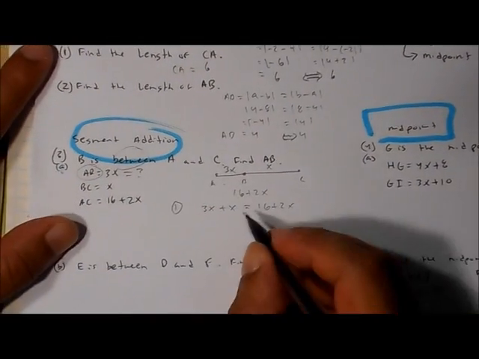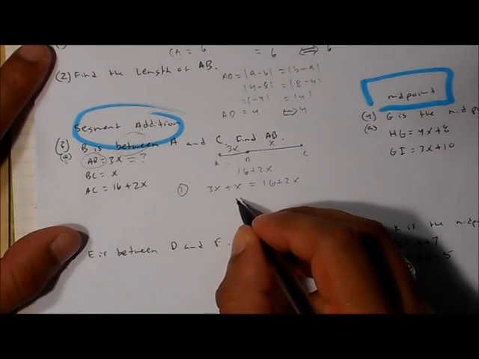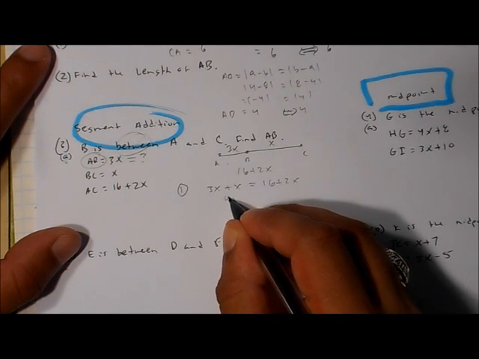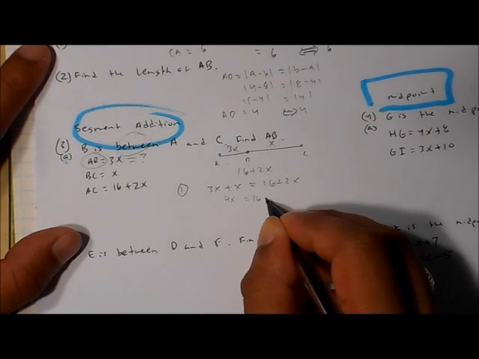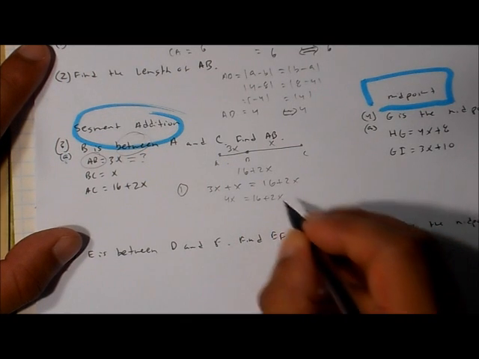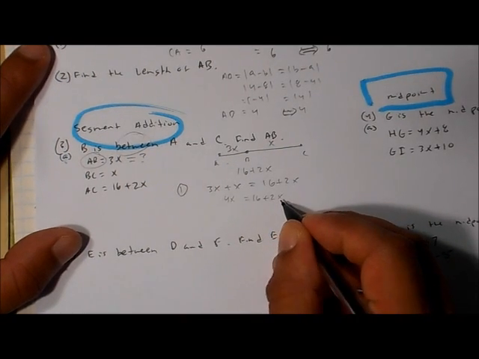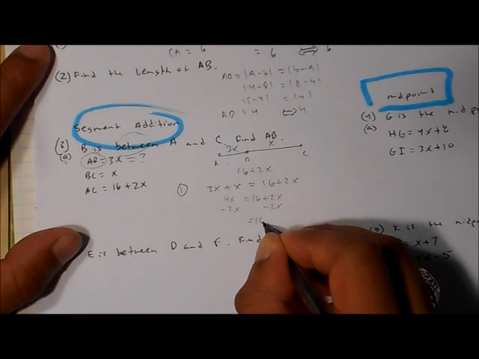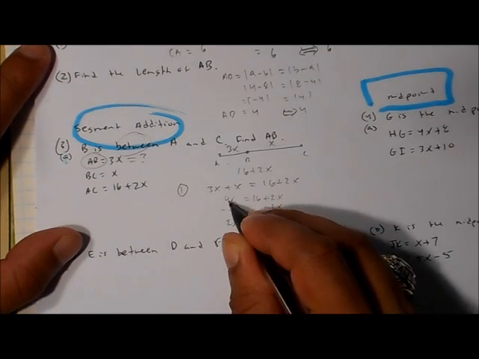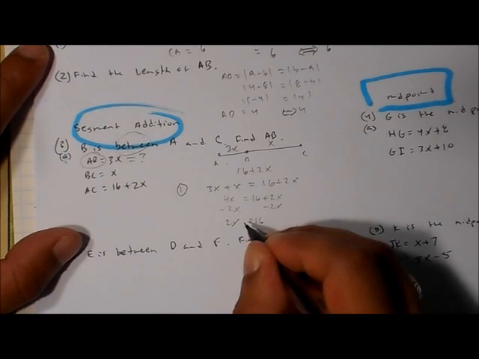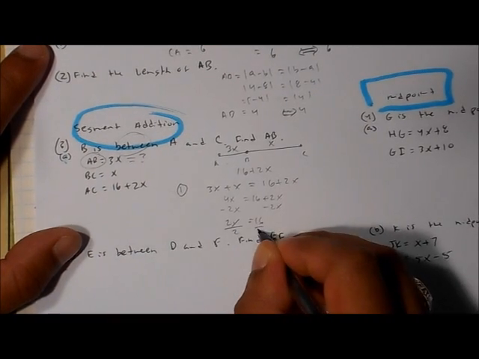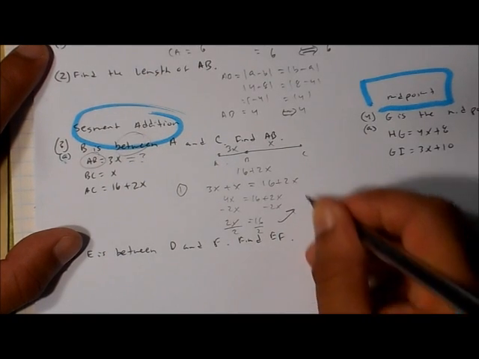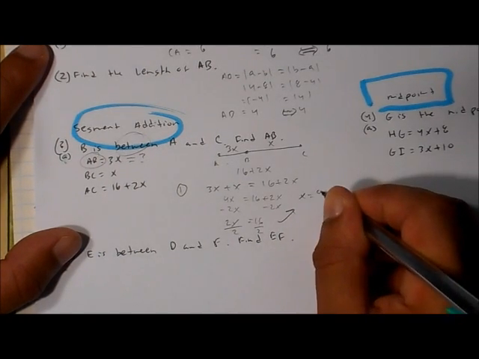So what's our variable in this case? It should just be x. So 3x plus x should be 4x equals 16 plus 2x. We have to get all x's on one side, so we subtract 2x. So we have 16 and 4x minus 2x equals 2x. And then we divide by 2. So then x is equal to 8.